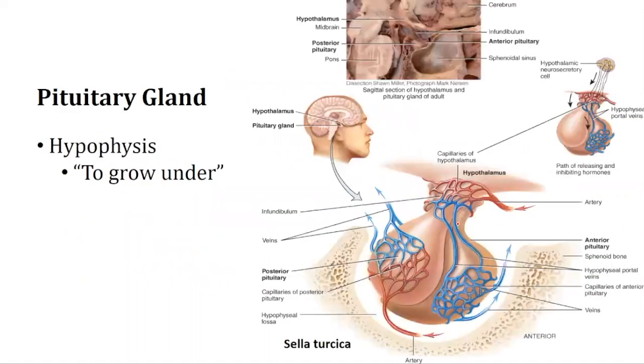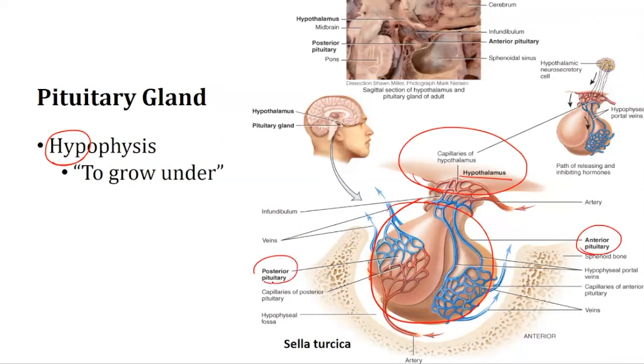Okay, let's talk about pituitary gland. Another name for pituitary gland is hypophysis. It means to grow under. What does it grow under? Hypo, under. It grows under hypothalamus, as you can see the pituitary gland over here. Hypothalamus, we know that it's part of diencephalon in the brain, right? Pituitary gland, you can see it here, these sac-like structures. It's divided into anterior pituitary and posterior pituitary. You can see this bone that's supporting the pituitary gland. It's known as sella turcica.